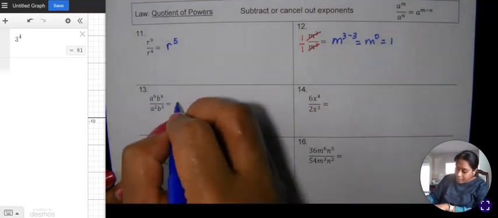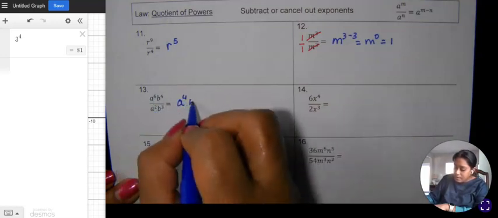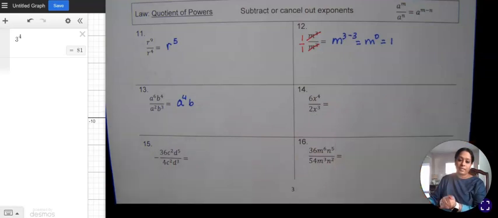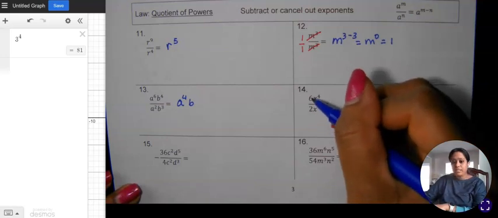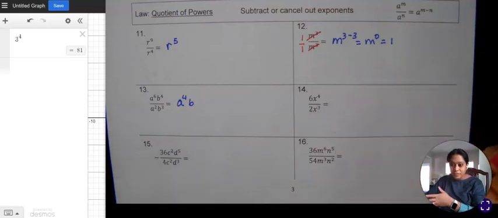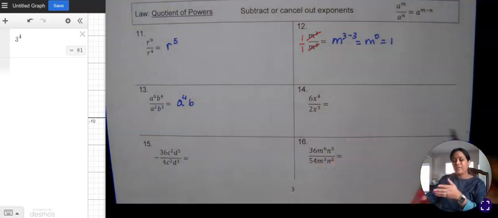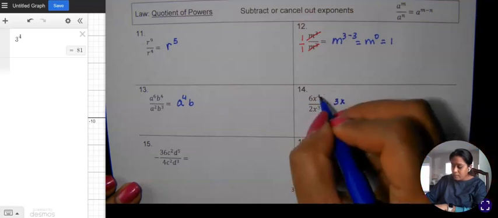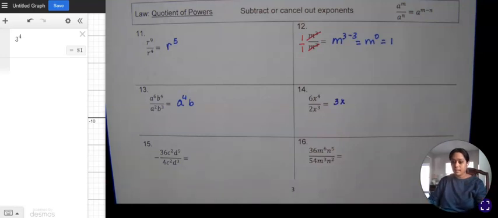I have two different variables. So let's do the a first. So that'd be 6 minus 2 is 4. And then b is 4 minus 1, which is 1. I don't have to write anything, so I'm just going to leave it like that. Okay? And then here, my coefficient, 6 over 2, I can go ahead and divide it out. Because 6 divided by 2 is 3. So that's just 3. There's a few different ways I can write this, but I think I'll just write it out like this. And then x, 4 minus 3 is 1. So 3x, that's it.